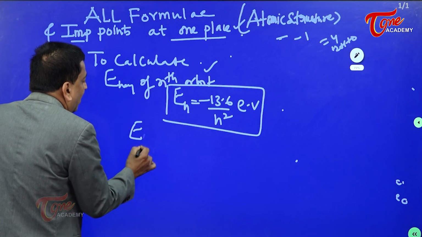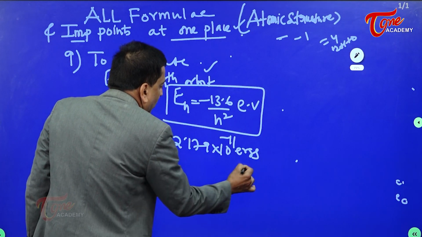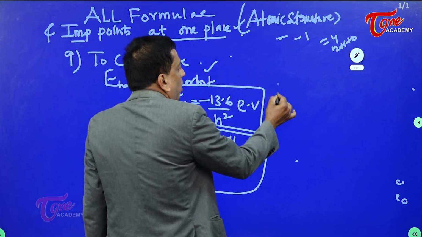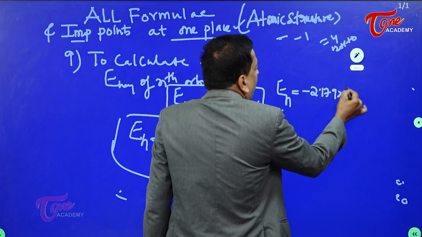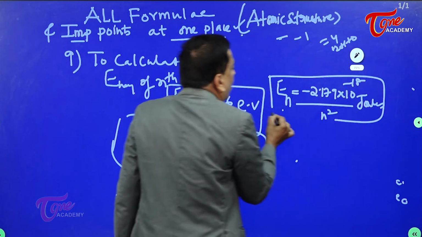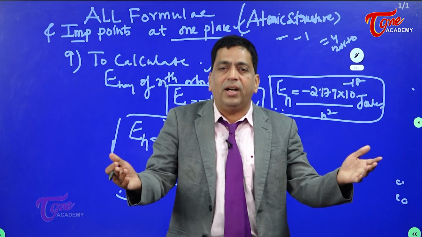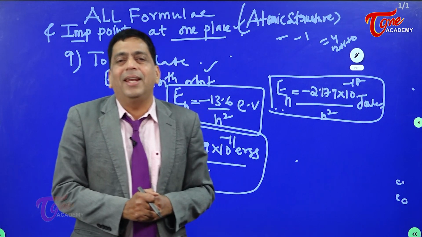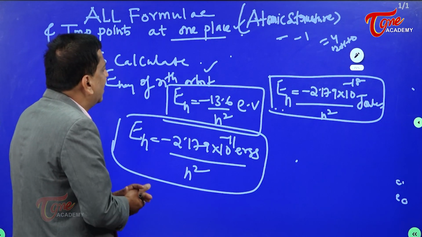And if you don't want that, then you can use 2.179 into 10 power minus 11 ergs by n square. This is another equation. And suppose you want to do this in joules, energy is minus 2.179 into 10 power minus 18 by n square, and that is in joules, you must understand. So you can calculate the energy of the first orbit, second orbit, third orbit, and mind you, you have infinite orbits, and you can use any of these equations to calculate the energy of the nth orbit given. So remember, use any of these.